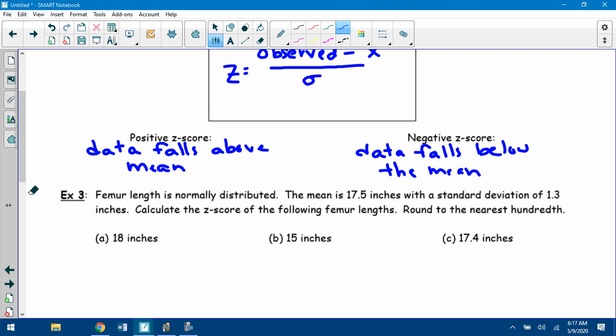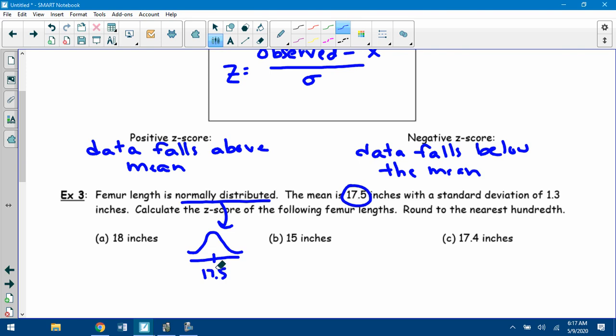Okay, so femur length, it's a bone, is normally distributed. The mean is 17.5 inches with a standard deviation of 1.3 inches. Calculate the z-score of the following femur lengths, round to the nearest hundredth. As soon as you see normally distributed in a problem, you should immediately think, okay, I'm thinking bell curve. And furthermore, I know that the mean is 17.5, so that would represent 17.5 because that's right in the middle of a bell curve.